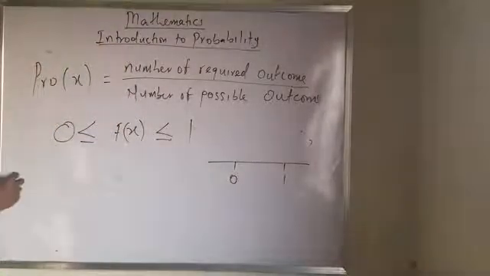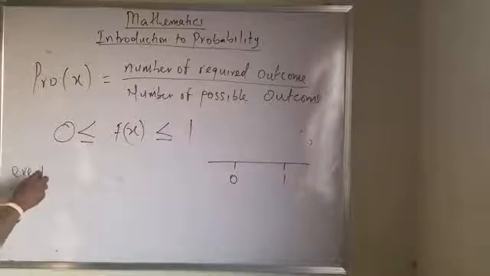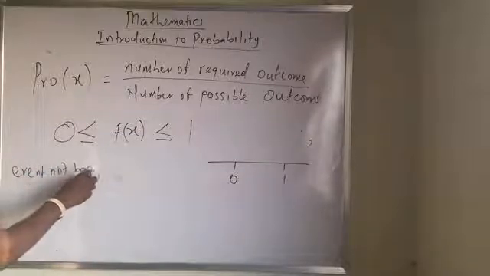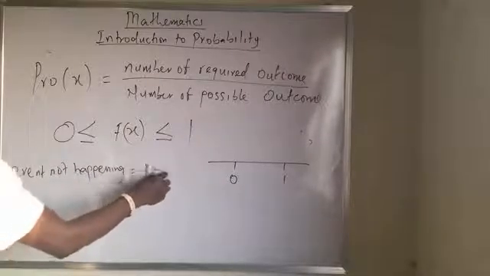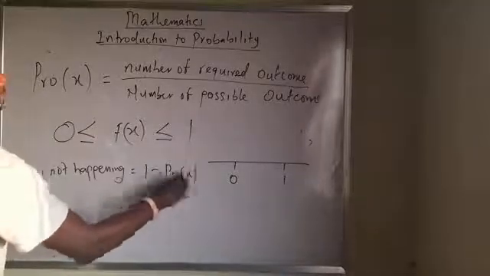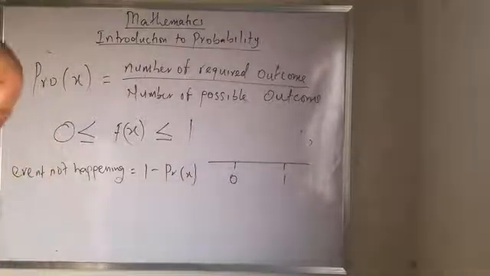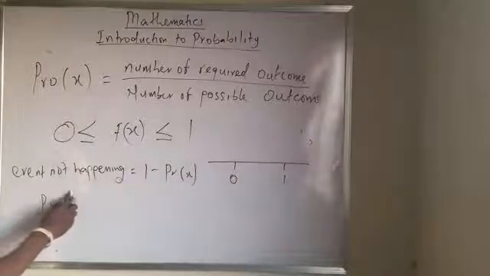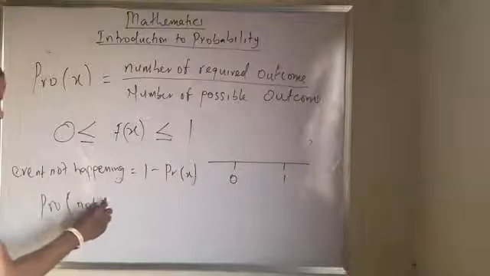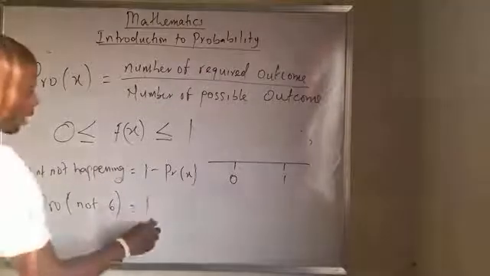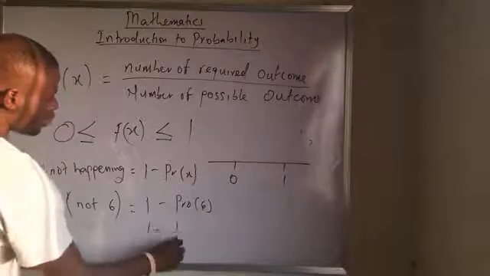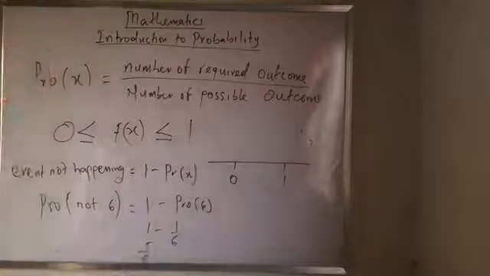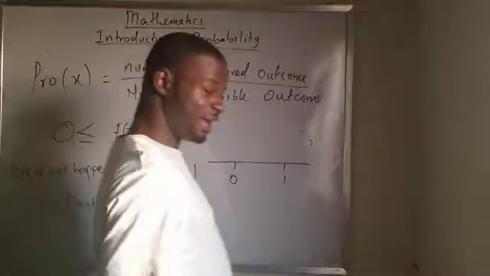And the event not happening will be 1 minus probability of the event. Now, probability of not picking 6 equals 1 minus probability of 6, which is 1 minus 1 all over 6, which is 5 all over 6. That is the probability. Please take note of that. Event not happening is equal to 1 minus probability.